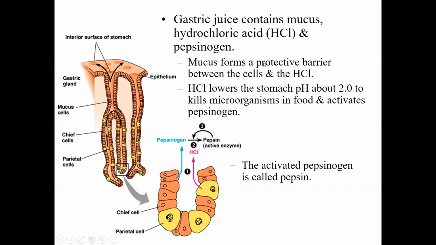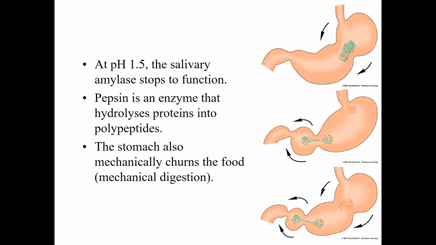Because of the acidic medium, the action of the salivary amylase is stopped. The optimum pH for the salivary amylase is pH 7, but now the pH has dropped to 1.5 or 2.0, so the salivary amylase action is stopped. As you can see here, pepsin is an enzyme that hydrolyzes protein into polypeptides.